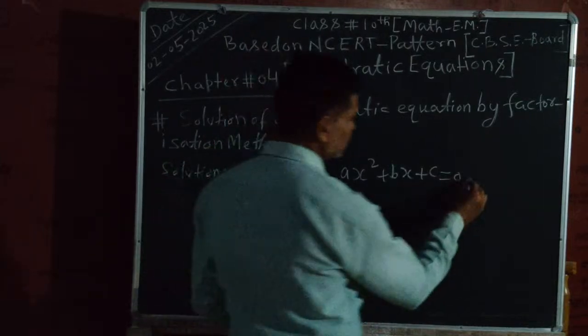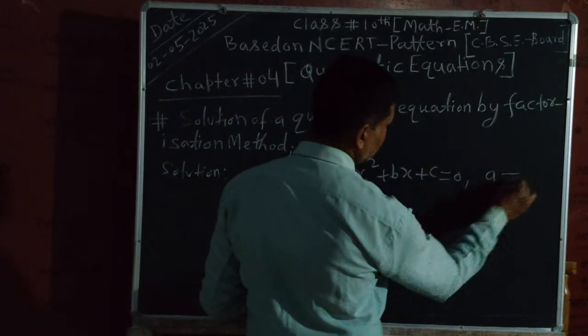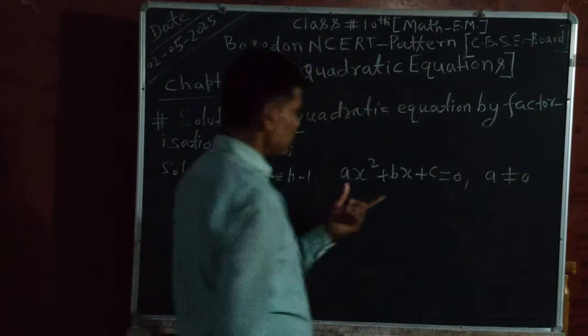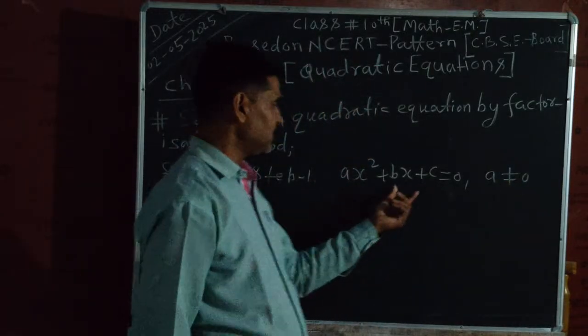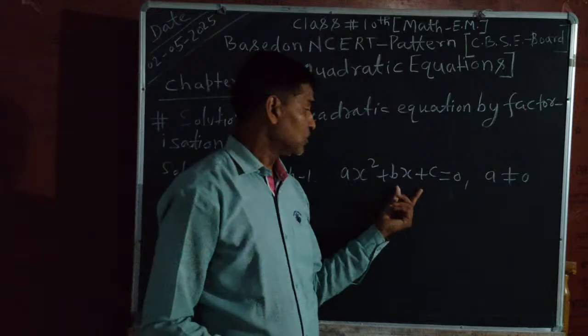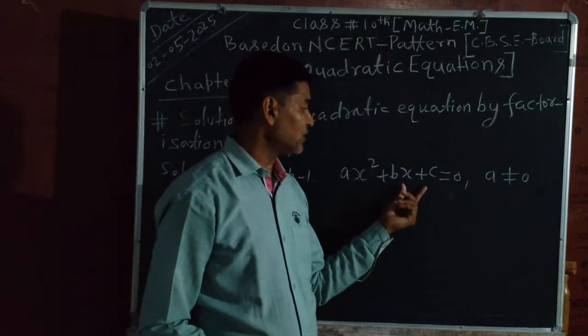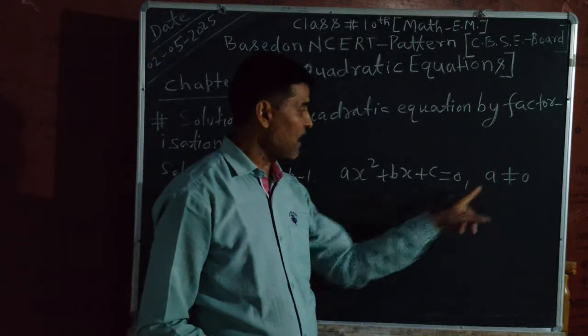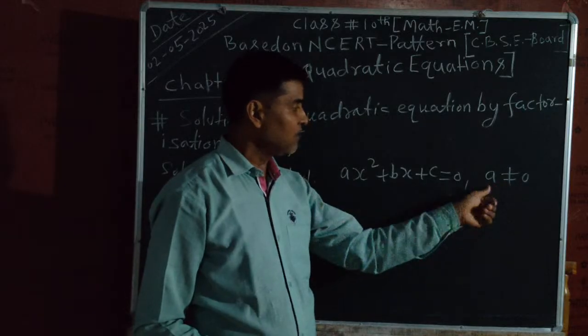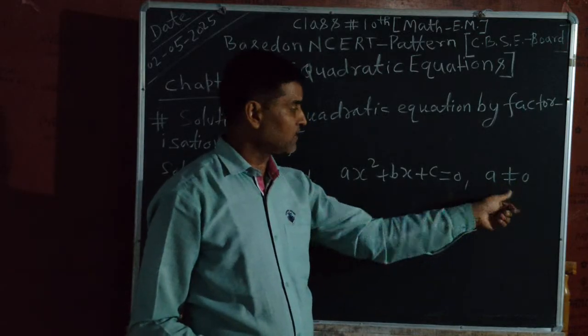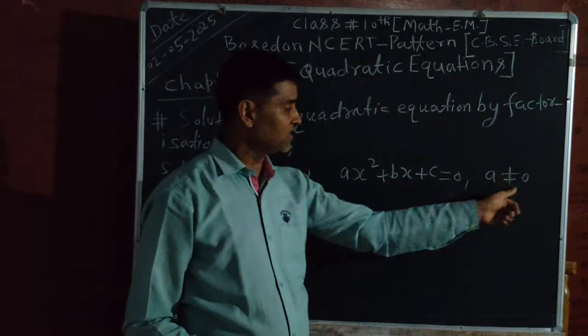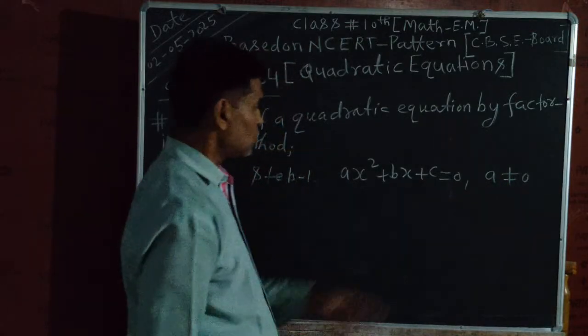But here I will say a cannot be 0, because then a will be 0, so this quadratic equation will change into a linear equation. So there is no need of a quadratic equation. Therefore I am putting here one condition: a must not be 0. Okay, student, a must not be 0. So I have written that here.